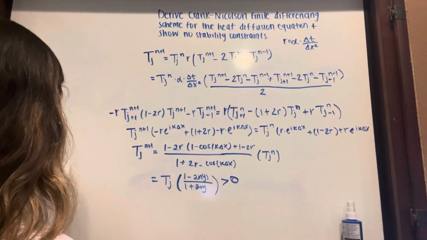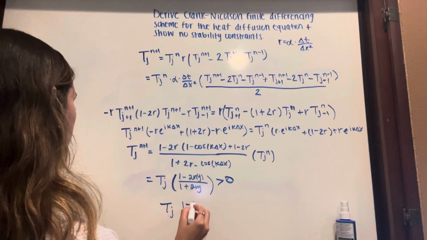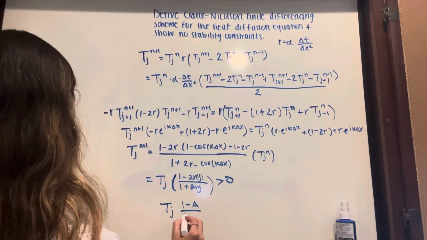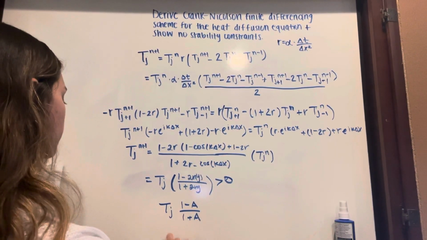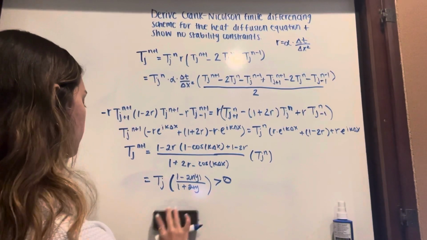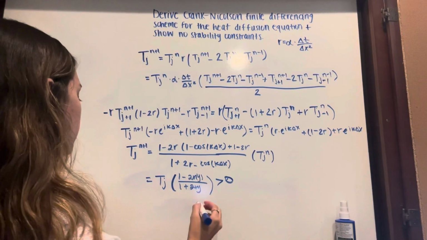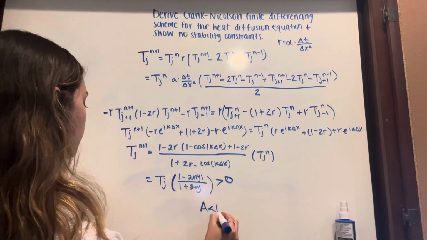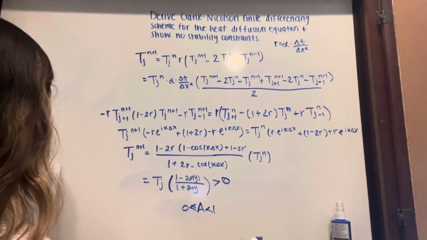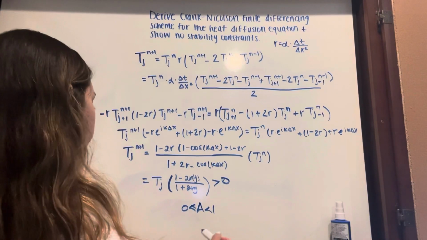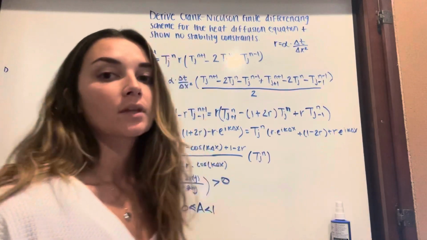So we can also write this as 1 minus a over, well, this is how we're going to write it in our code. So basically, we're going to use a for stability in our code, but we don't need to add that here yet. So basically, a needs to be less than 1, but greater than 0, in order for us to have no stability constraints.